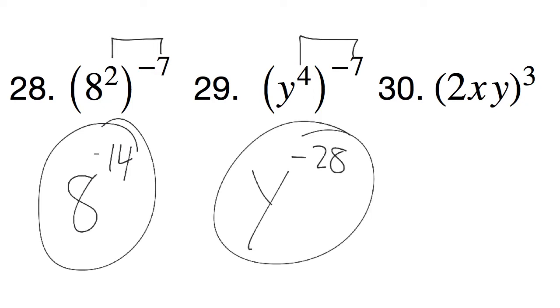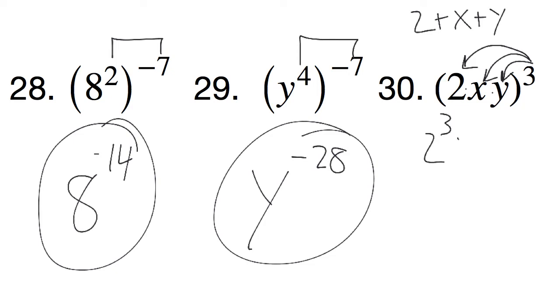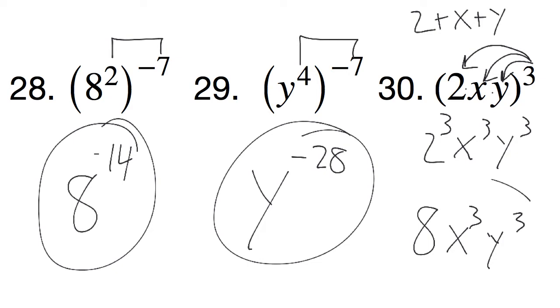And here, what you need to do is distribute the 3 to every factor. Now notice that there's multiplication. If there were addition, if it were 2 plus x plus y, you wouldn't be able to distribute the exponent like this. But because it's multiplication, you can. This is going to be 2 to the third, x to the third, y to the third. So that means it's 8, x to the third, y to the third. Yay.